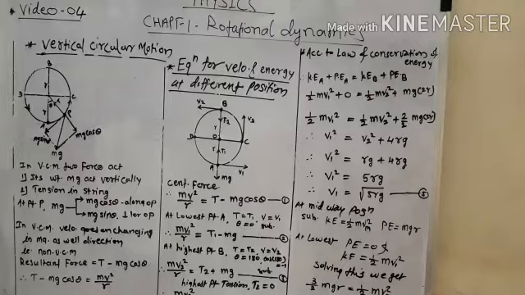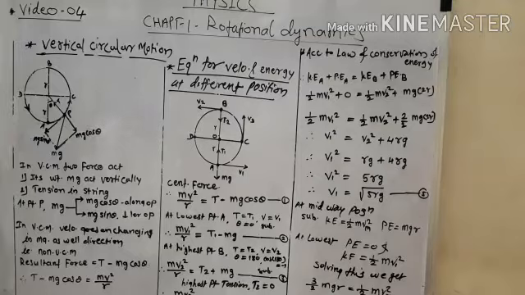At the lowest position, V1 is equal to root of 5 rg. Then at the highest point, the velocity V2 is equal to root rg. And at the midway point, remember, the velocity of the body is equal to under root 3 rg. We can solve the numericals by using these three formulas. For that purpose they are very important.